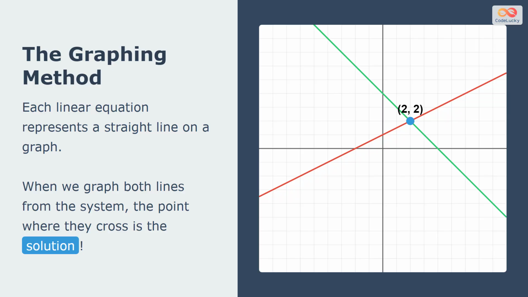The graphing method turns these abstract equations into something we can see. Every linear equation corresponds to a straight line on a graph. The solution to the system is the single point where these lines cross or intersect.